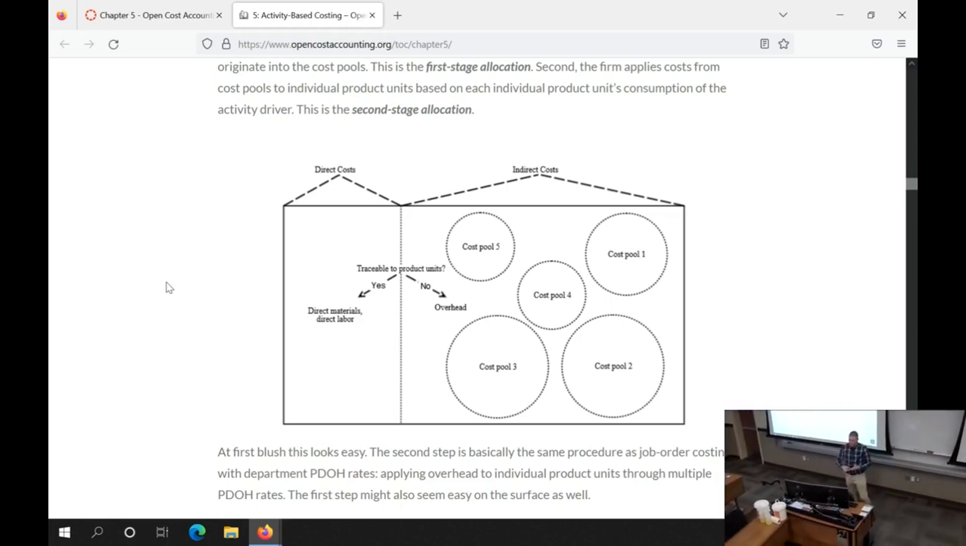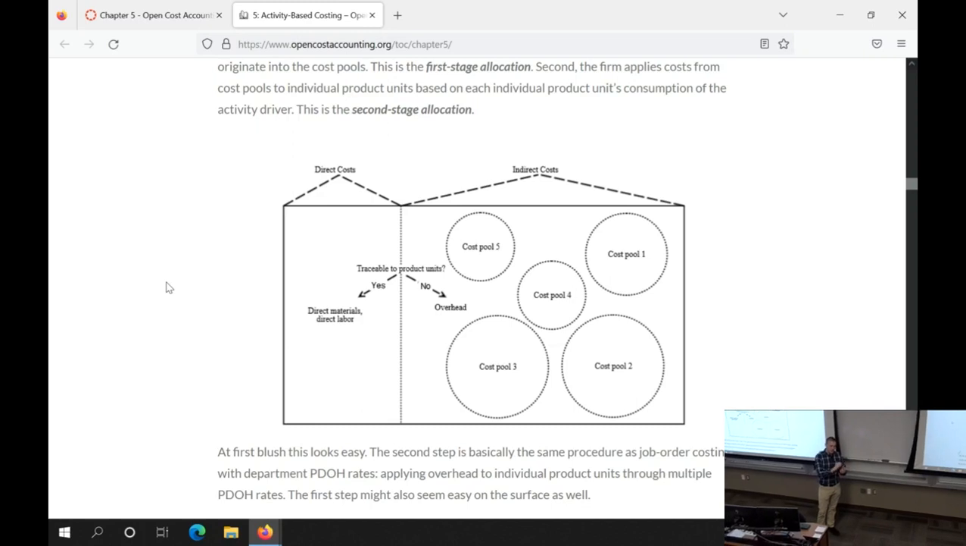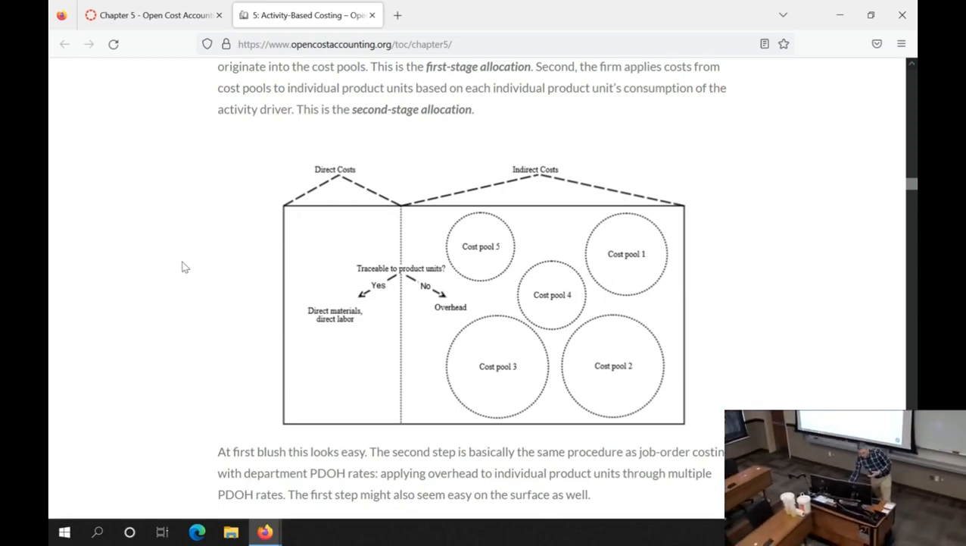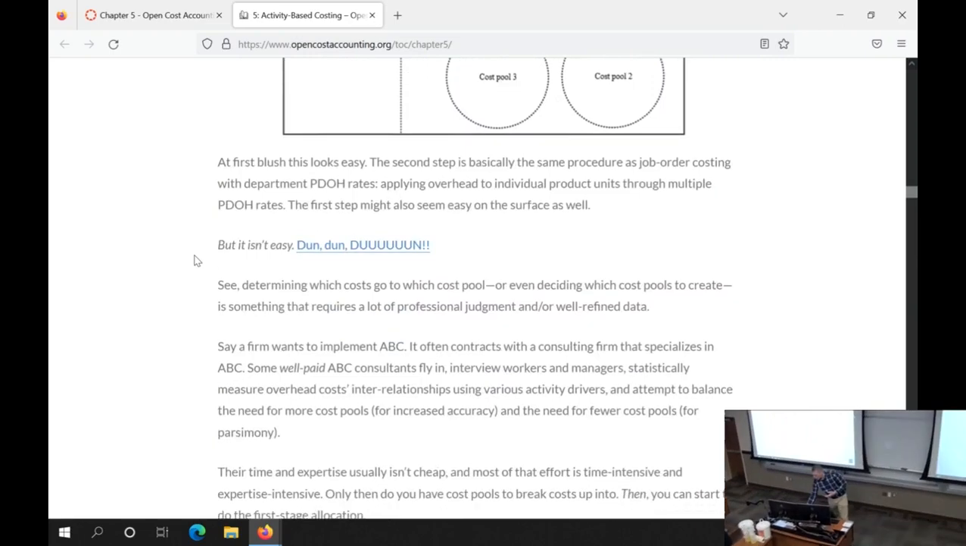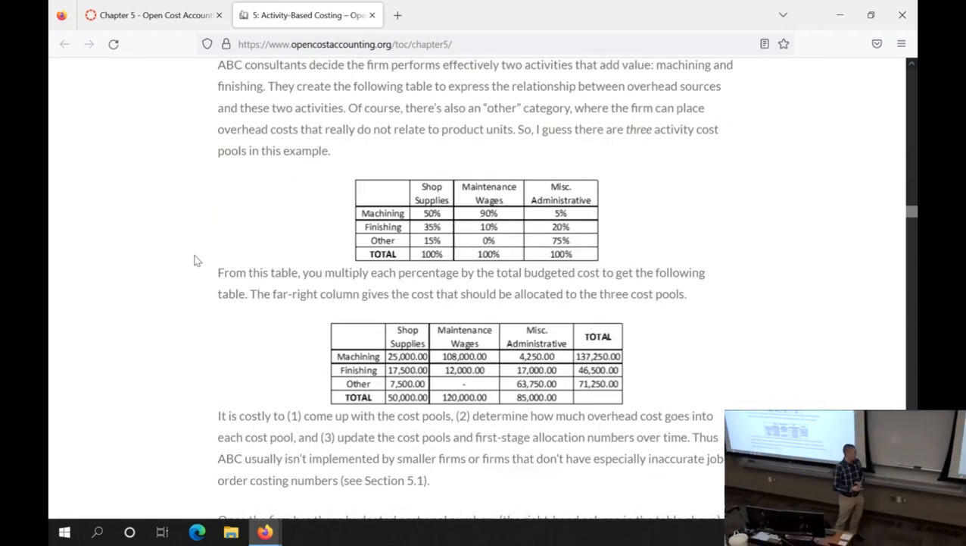So we can parse out, oh, you know what? That supervisor wage, we're going to have that driven by direct labor hours alone, whether it's in Department 1, Department 2, Department 3, whatever. We're going to have the machine costs driven by machine hours alone or primarily. All right, so this is how it does it.